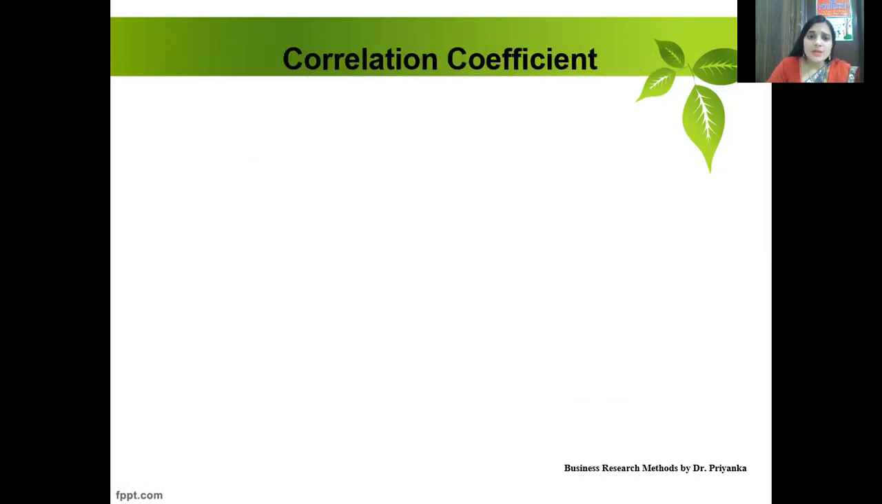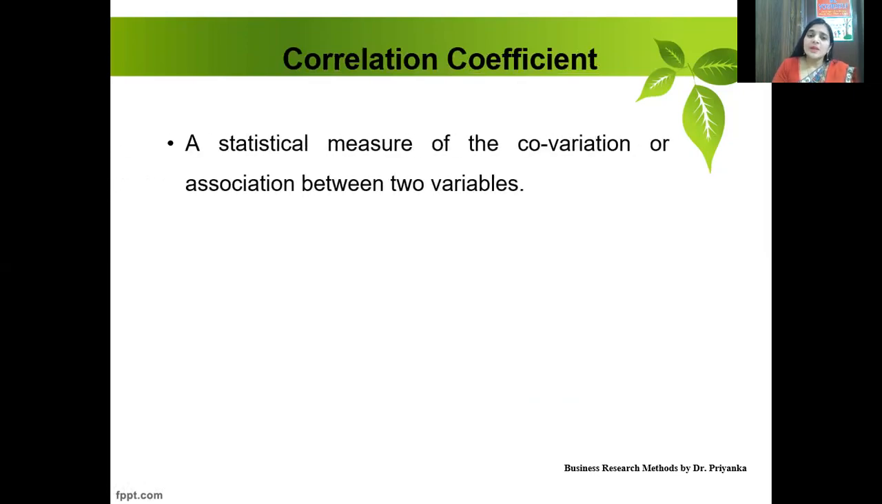Let us discuss correlation analysis now. How do we calculate the correlation coefficient? It is a statistical measure of the covariation or association between two variables. That means either two variables are associated with each other or they are varying at a similar pace, right? So we will be calling them correlated variables.